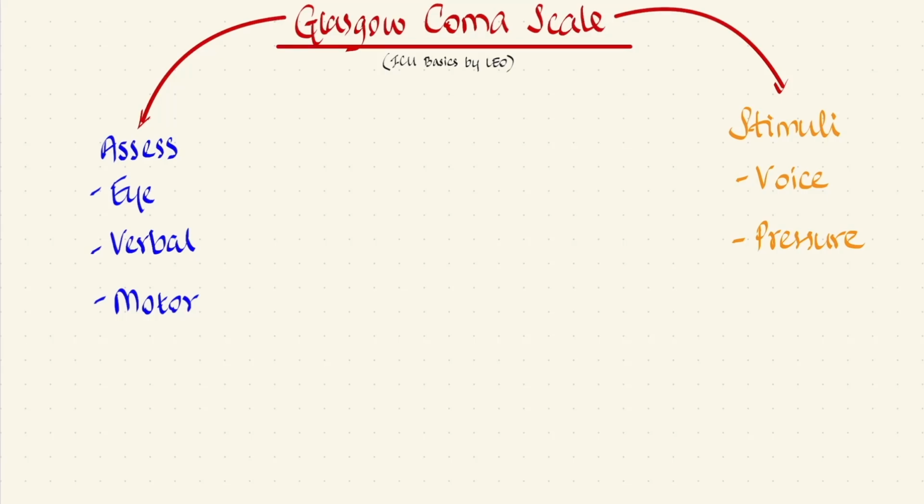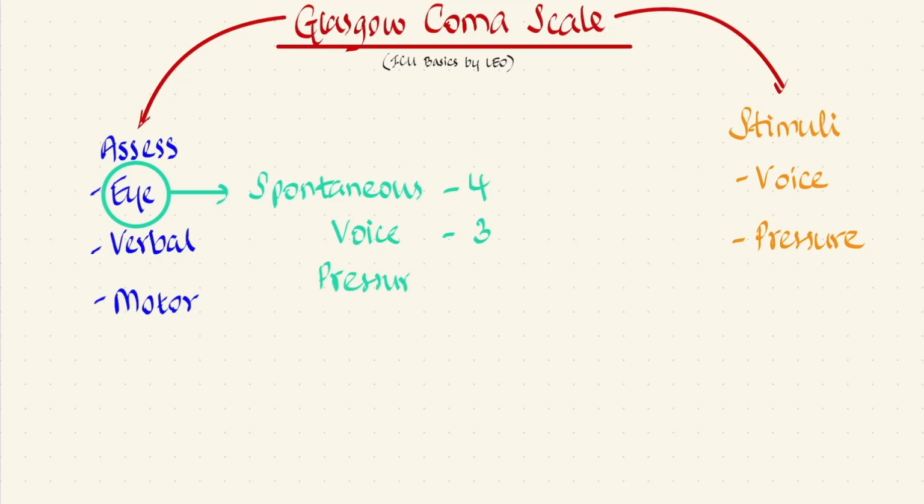Now, as we understand how to give proper verbal and pressure stimuli, let's talk about how to score patients' responses. In the eye component, if the patient can open their eyes spontaneously before any stimulus, the score is 4. If they open their eyes after a spoken or shouted request, it is 3. And after pressure stimuli, it is 2. If there is no response whatsoever, then the score is 1.